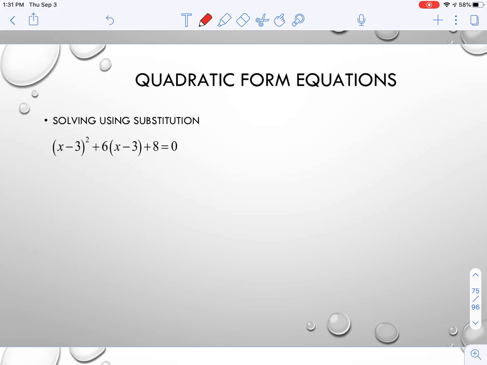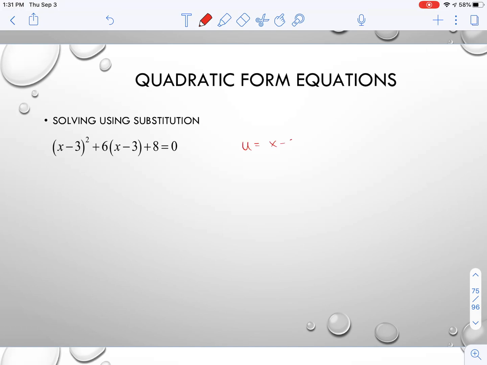Our next equation: I have quantity x minus 3 squared plus 6 times that quantity x minus 3 plus 8. I could FOIL out the x minus 3's, distribute the 6 into the x minus 3, combine like terms, and then hope that it's going to factor. Sometimes it will, sometimes it won't. Here, because it's already in a quadratic form, I have a quantity squared and that same quantity to the first power followed by a constant. I'm going to make my life easy and solve with a substitution.